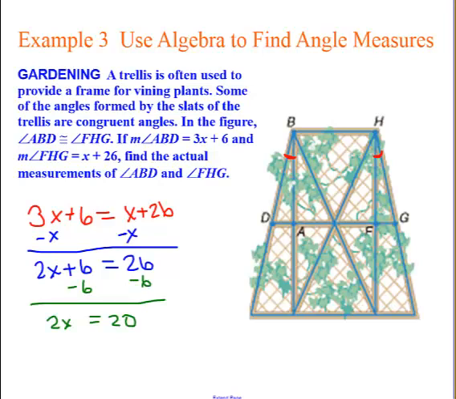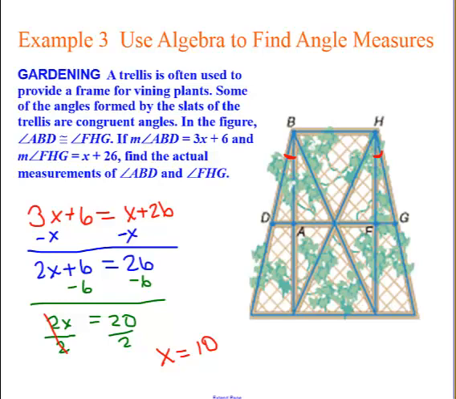And to get the 2 off of the x, because it's 2 times x, I would want to divide by 2 on both sides, leaving me with x equals 10. And I'm not finished yet because they don't want to know what x is, they want to know what the measurements of angle ABD and FHG are.